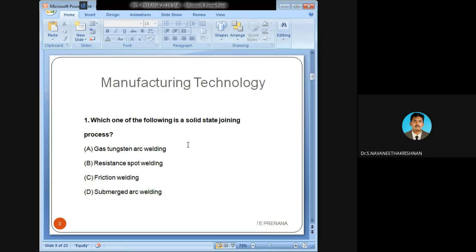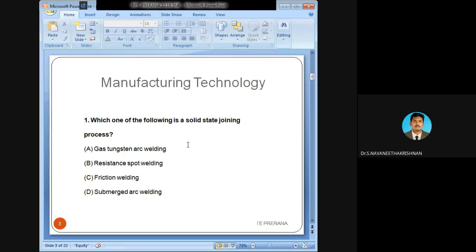Here a gas is used as a shielding gas. To join the metal by arc welding, we need an electrode, and that electrode material is tungsten. So this is gas tungsten arc welding. Another type of welding is resistance spot welding, the second one.